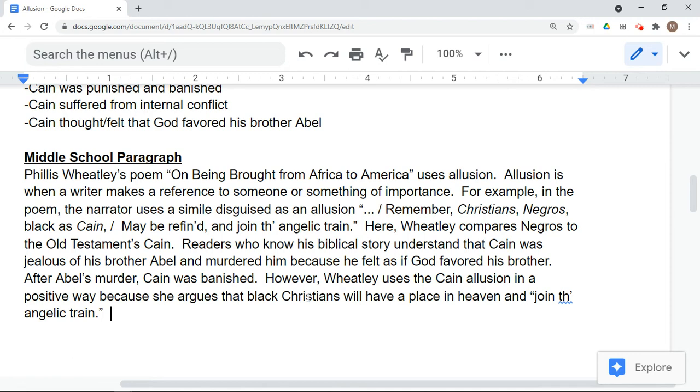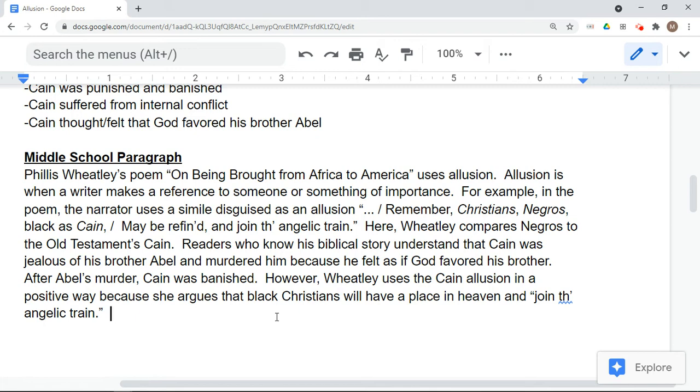And so now we want to wrap up our paragraph. So let's take it from the top here and see what we have. Phyllis Wheatley's poem on being brought from Africa to America uses allusion. Allusion is when a writer makes a reference to someone or something of importance. For example, in the poem, the narrator uses a simile disguised as an allusion: remember, Christians, Negroes black as Cain may be refined and join the angelic train. Here, Wheatley compares Negroes to the Old Testament's Cain.